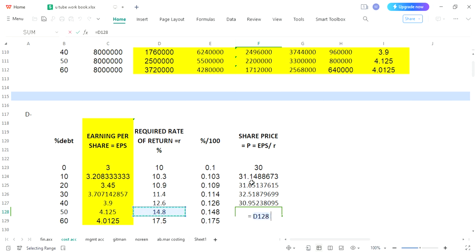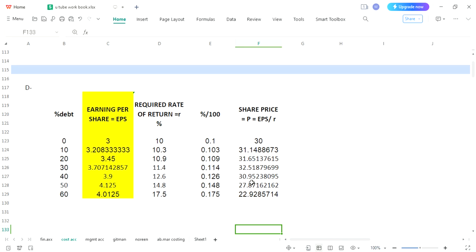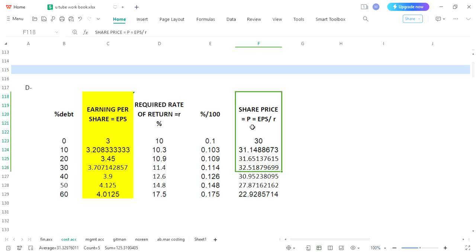To calculate the share price, again earning per share 4, and you need to divide by 0.148. We have got 27.8, or 27.9 can also be called. Then finally we have earning per share 4 divided by the required rate of return 17.5. So 22.9192 has been calculated.